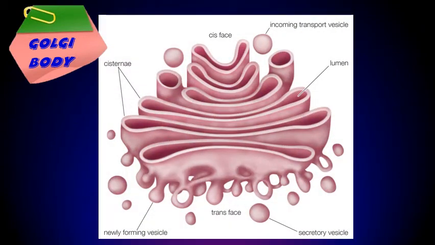The third organelle is Golgi body. A Golgi body consists of flattened membranous sacs which are called cisternae. This is the cisternae. The functions of a Golgi body are, first, to be involved in modifying, packaging, sorting, and shipping proteins and lipids which are received from endoplasmic reticulum. Second, to produce lysosomes which contain hydrolytic enzymes. And the third function is to produce secretory vesicles.